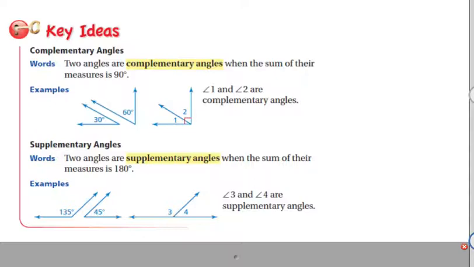Yes, sir. There aren't any that we call 360 degrees, no. So just your complementary and supplementary.